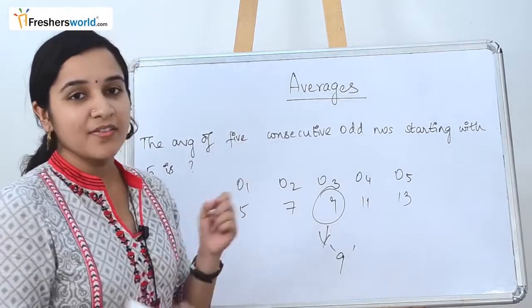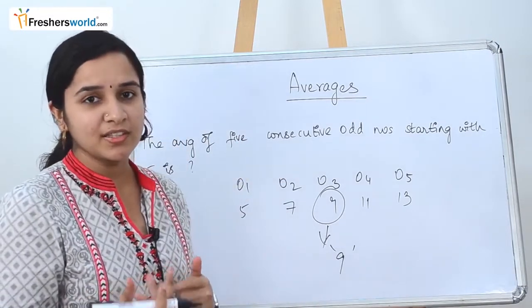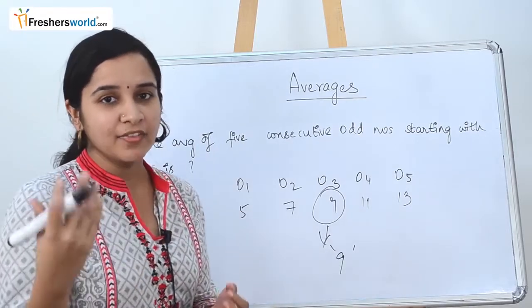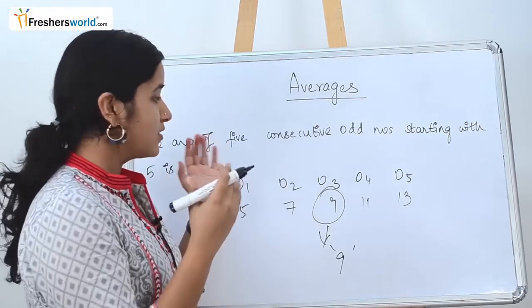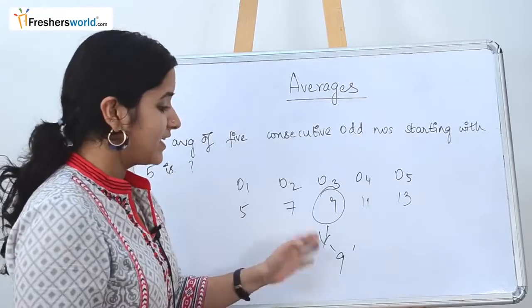In this case, it's a very small question where they have asked for starting with 5. There are certain questions where they ask for starting with 91 or starting with 93, and then you don't have to add each and every number and divide by 5. In the case of consecutive numbers, the middle number is always the average. So you directly write it as 9.